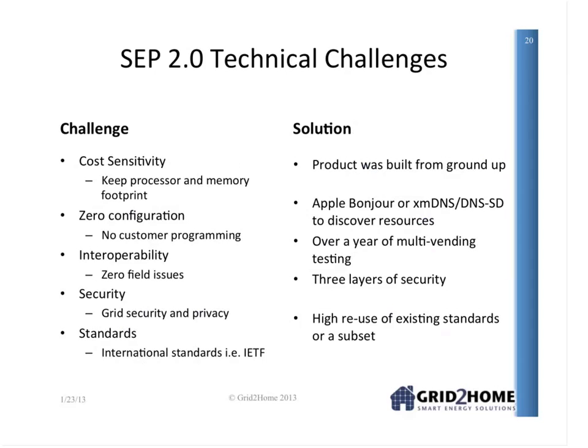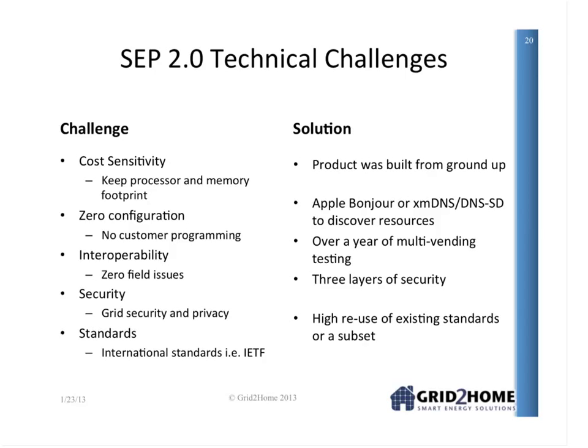So here are some of the technical challenges that we had when we were developing the product, and this is my last slide, really. The cost sensitivity was huge, and every time we made a decision, we had to think about what processor power and memory footprint were required. In some cases, when there was a spec out there that we could have taken, we really had to look at that spec and that element just to make sure what the impact was on the processor and the memory footprint.